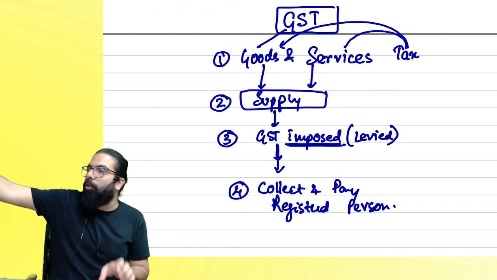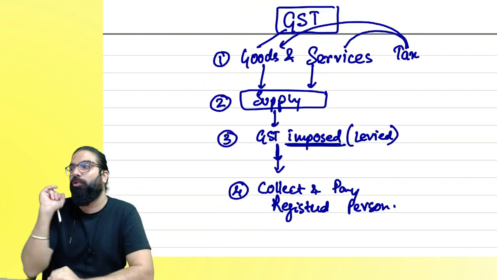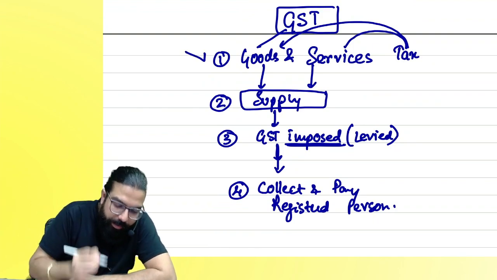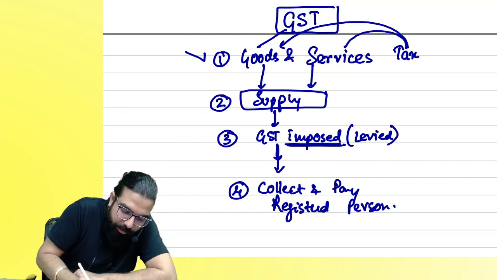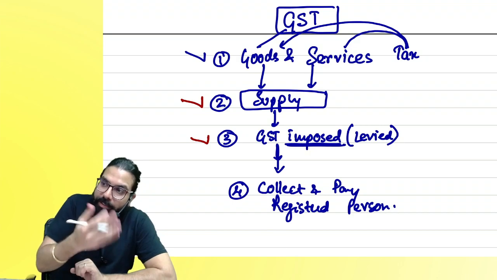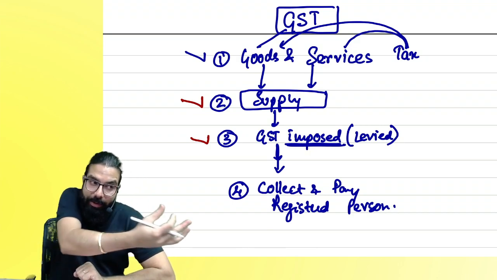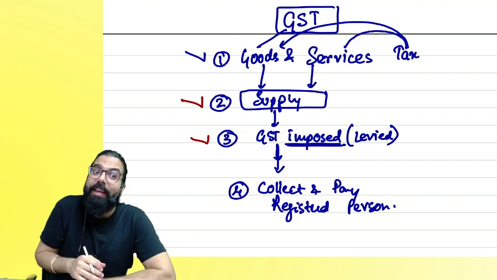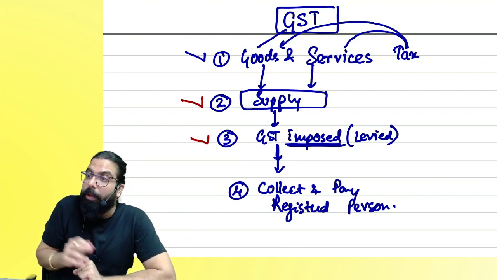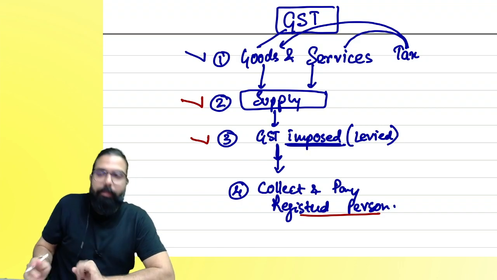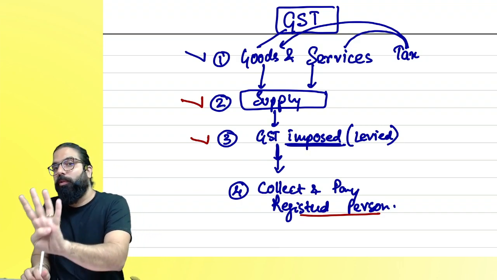There's this guy on the roadside, a small boy selling socks on the roadside. Is it goods? Yes. Is the boy selling the socks? Yes. Is GST imposed on the socks? When you are selling it, is GST imposed? Yes. But will he collect and pay? Why no? Because he is not a registered person.